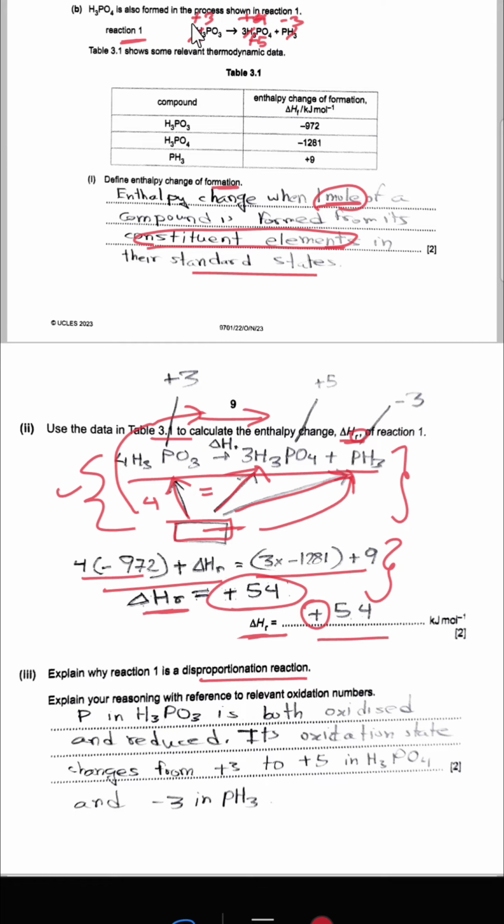So we can see that phosphorus in H3PO3 is both oxidized, as its oxidation state increases, and reduced, as its oxidation state decreases. So phosphorus in H3PO3 is both oxidized and reduced as its oxidation state changes from positive 3 to positive 5 in H3PO4 and negative 3 in PH3.